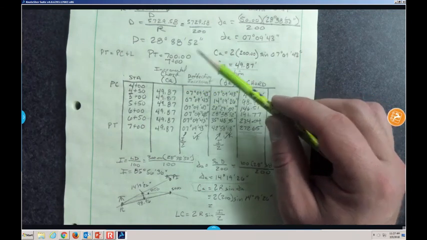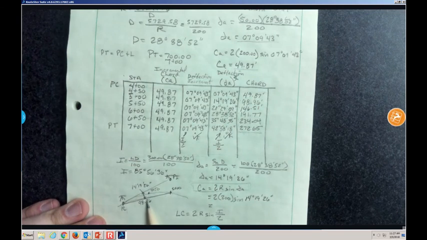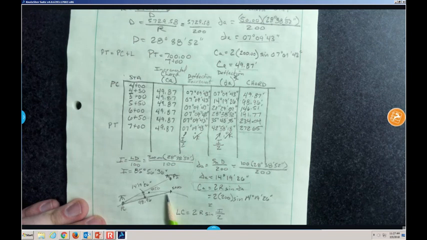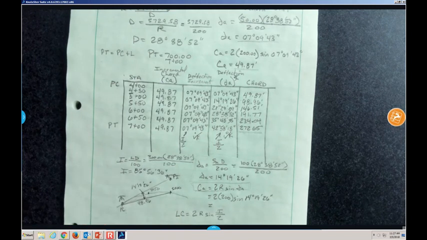So, was this good enough of an explanation for how you're laying out that curve? Or do you want me to draw it out better? No, you're good? All right. We're good to go then. Let you rock and roll.